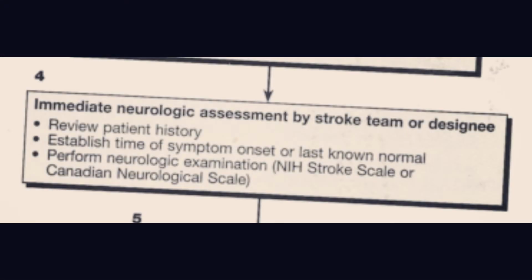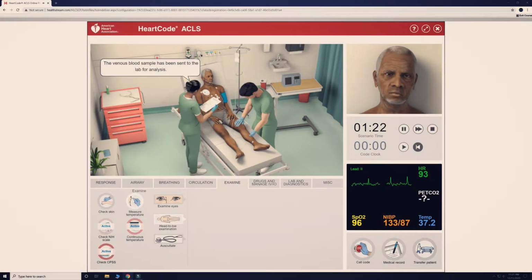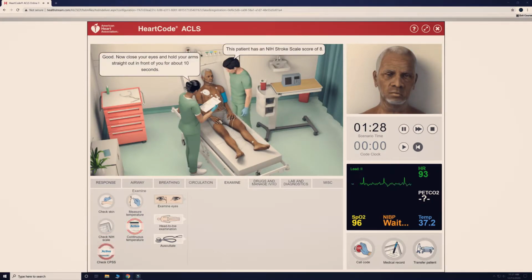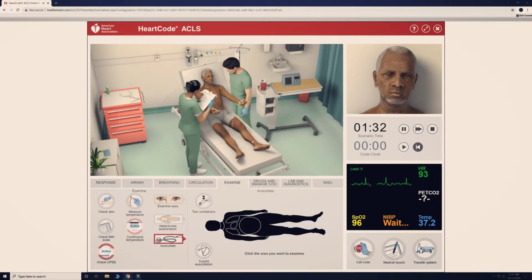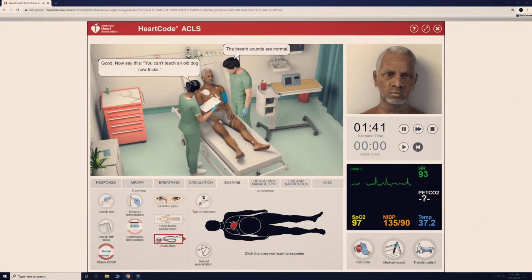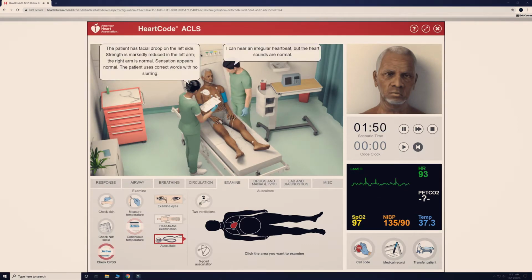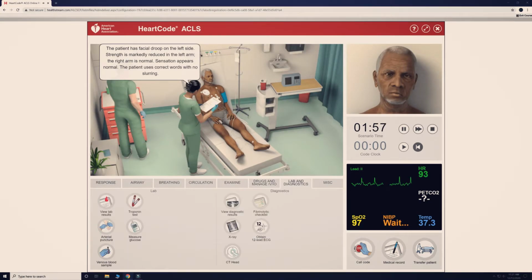We will now go to step 4, the immediate neurological assessment by the stroke team or designee. We will perform a NIH stroke scale and a CPSS stroke scale and record our findings for later comparison. This is a very important part of our assessment and is the foundation for subsequent treatment. Now that this is done, we will transfer the patient to CAT scan or CT to get a non-contrast study of the head so that we can differentiate between a hemorrhagic or embolic stroke.